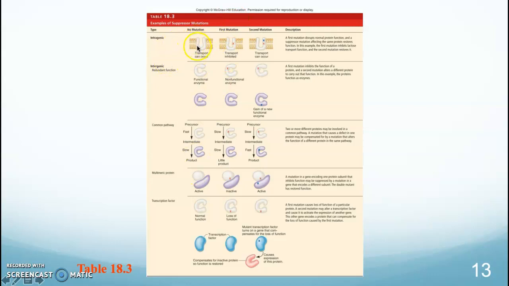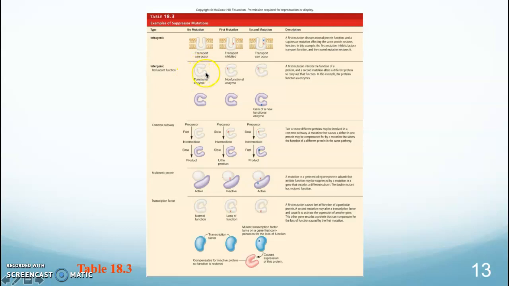So you may have this protein here. It gets a mutation. Originally, transport could occur, but with the first mutation it is inhibited. With the second mutation in the same gene, hence the intragenic, it now can function. So that second mutation allows it to continue its job. We can also get this intergenic, meaning it's happening on another gene.